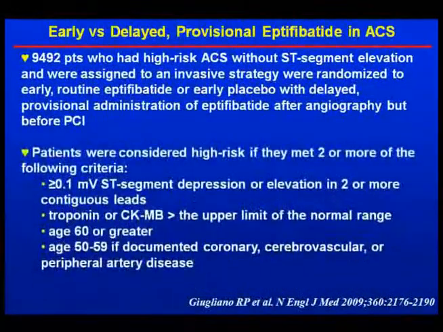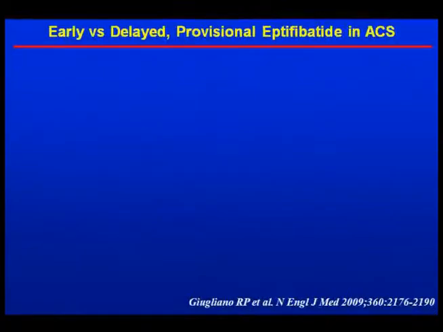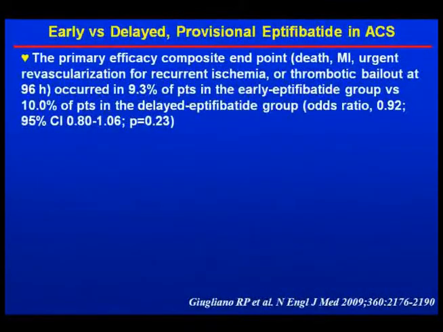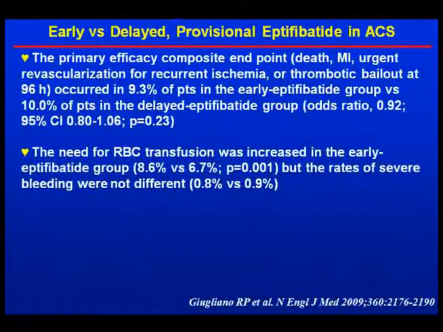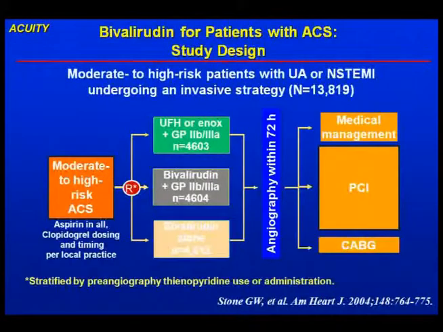Okay. Now, I want to point out that in this study of early versus delayed provisional eptifibatide, they randomized patients who were high risk to either routine early eptifibatide or delayed eptifibatide after they went to the cath lab. They found that the primary efficacy endpoint, which was death, MI, or urgent revascularization, or the thrombotic bailout to give eptifibatide, was not significantly different. And there was an increased risk of bleeding. So based on that, you don't need to give eptifibatide before the patient goes to the cath lab.